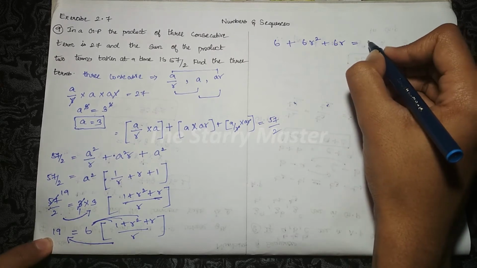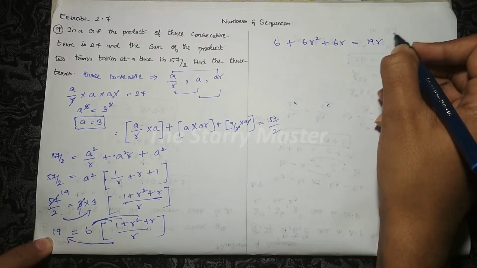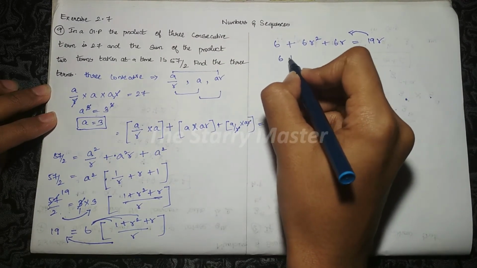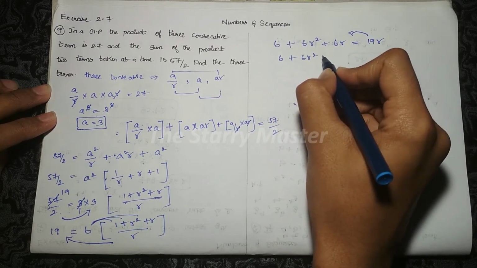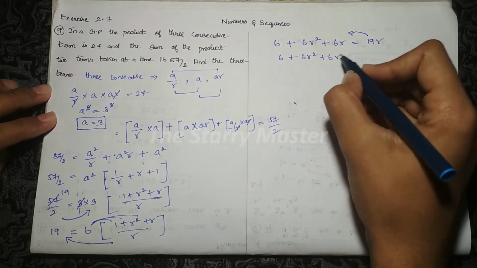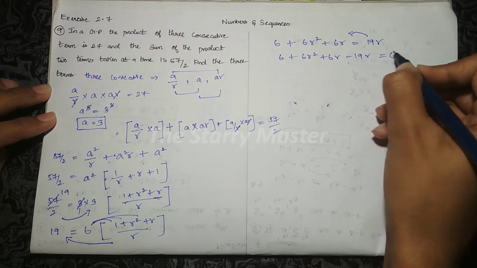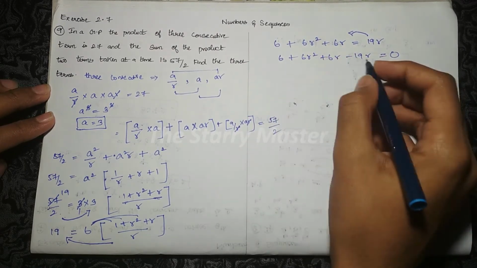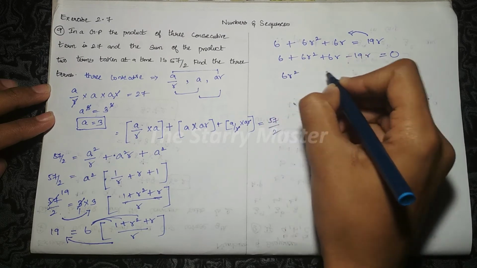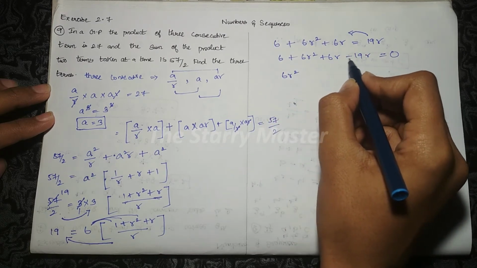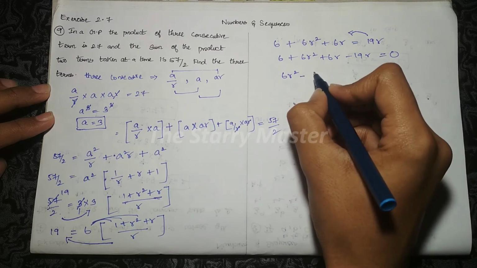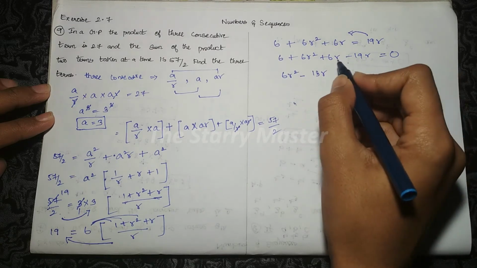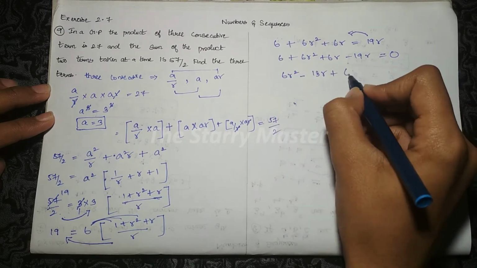The r goes this side, meaning 19r. Let's take this to this side too: 6 plus 6r square plus 6r, and 19r comes here as minus 19r, equal to 0, since there is no value there. So we take this as a quadratic equation: 6r square plus 6r minus 19r is minus 13r, since 6 minus 19 is minus 13. Plus we have 6 here.